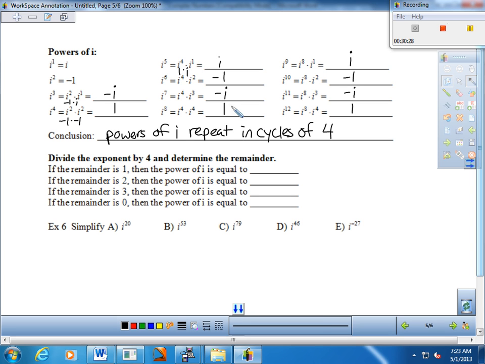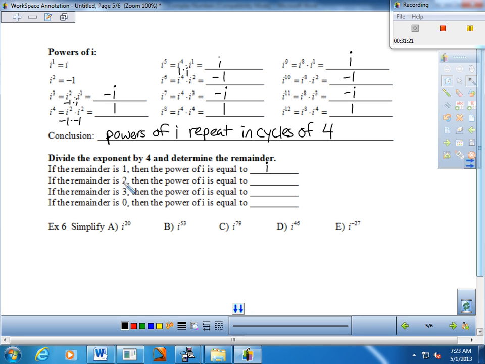So here's what it looks like. If the remainder is 1, this would be the first row. This would be 1 is left over. Then the power of i is equal to i. So that would be the top row. This means if the remainder is 1 after dividing by 4, we're 1 into our next cycle. We're in the top row.